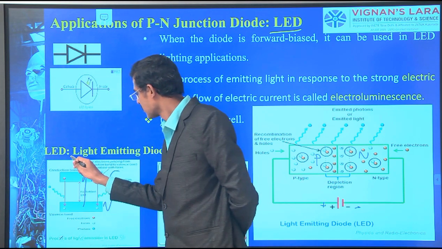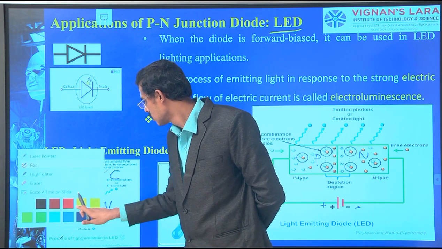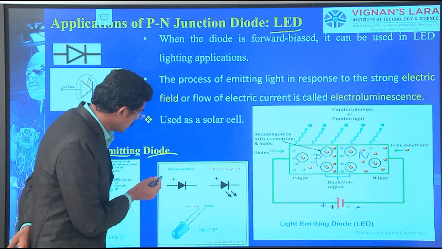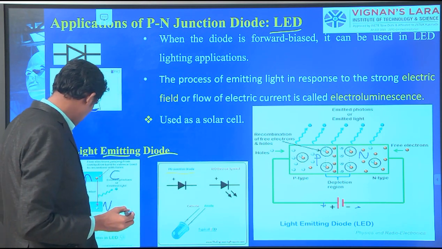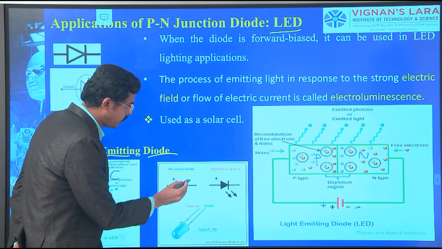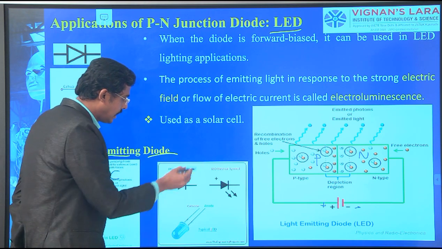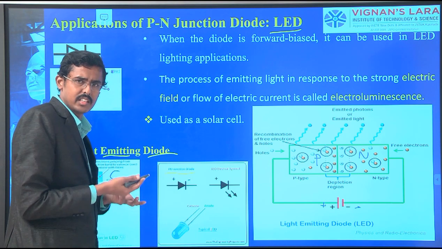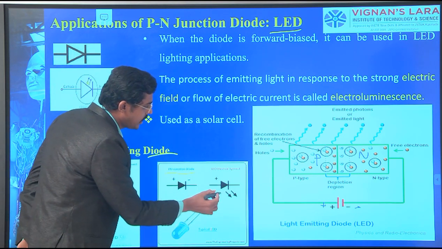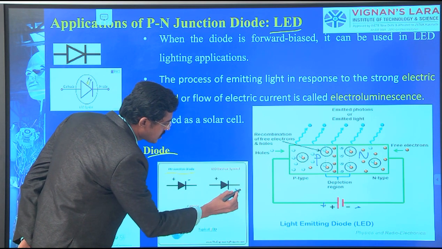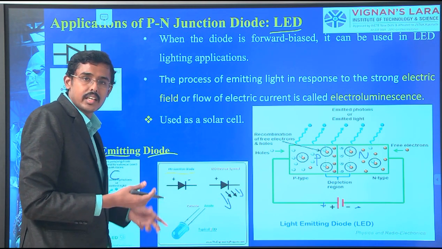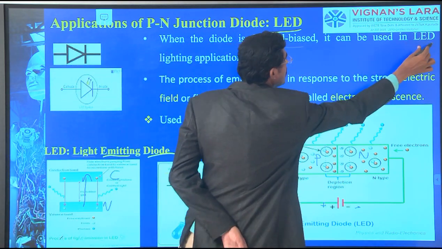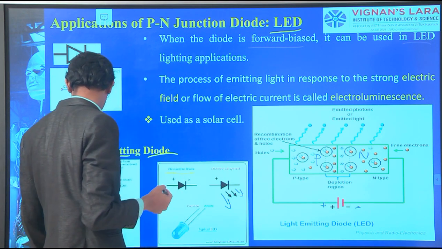So this is the light emitting diode. What have we taken? This is the PN junction diode, where the positive and negative are there. When the heat is applied, it means the current flows against resistance. It automatically creates photons that are emitted. This emission creates the light intensity. When the diode is forward biased, you can use it for LED lighting applications.